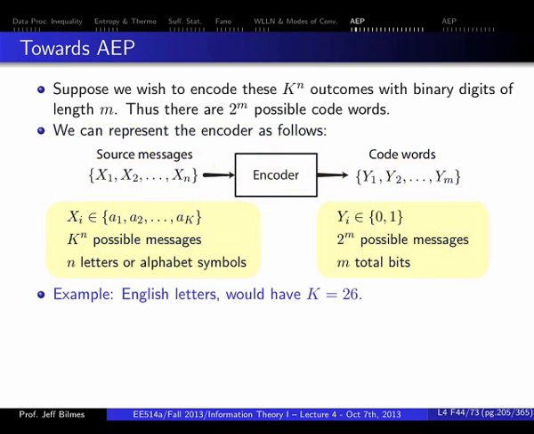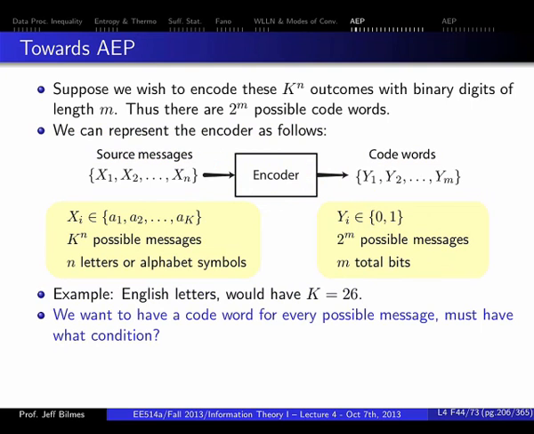And in order for us to be able to, like in English we might have k equal to 26, we want to be able to code for every message. So it must be the case that 2 to the m is greater than or equal to k to the n.